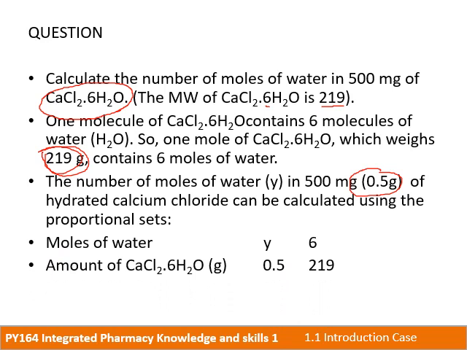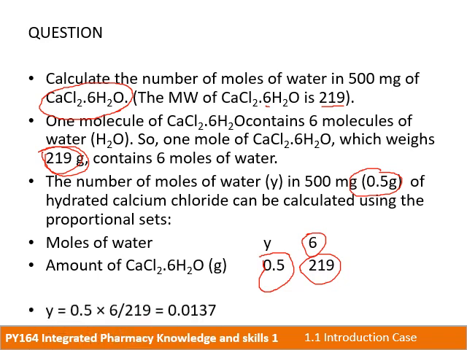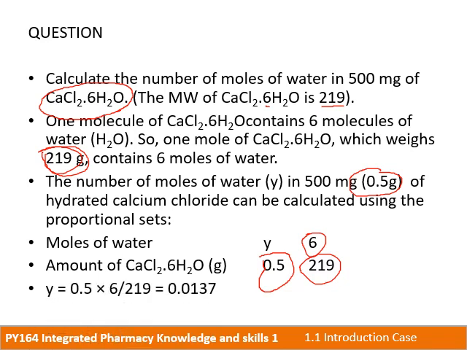So what we've got is in 1 mole of calcium chloride, 6 moles of water. So 1 mole is 219 grams. Of 219 grams of calcium chloride, we've got 6 moles of water. So in 0.5 grams or 500 milligrams of calcium chloride hydrated, we've got our unknown number of moles of water. Working that out comes out to 0.0137. That's the number of moles of water that we have in our calcium chloride.